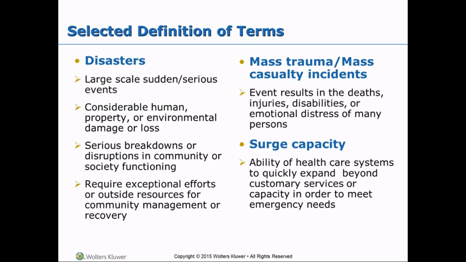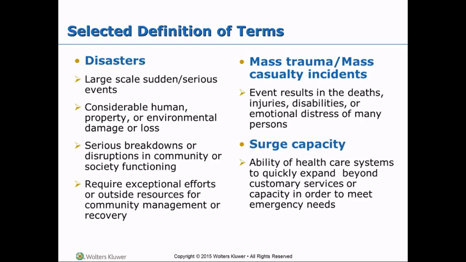Mass trauma or mass casualty incidents are terms used to indicate events that result in the deaths, injuries, disabilities, or emotional distress of many persons. A mass casualty incident typically produces more casualties than a customary response can handle. Examples include mass transit accidents, collapses of large buildings, exposures to hazardous chemicals, and other events of sufficient scale to involve numerous victims that overwhelm the usual emergency response.